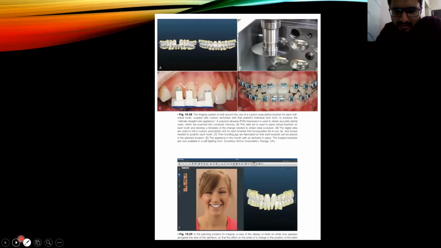This is another bracket system, the Insignia system. Each bracket is customized according to the patient's anatomy. The patient's labial surface is scanned, and CAD/CAM manufactured brackets are made. On the software, you decide where to place the brackets. You will get these jigs. I place these jigs and automatically I know where to bond the bracket. I just have to place composite at the back after etching and it will bond. So these are known as customized brackets, patient prescription brackets, the Insignia system.